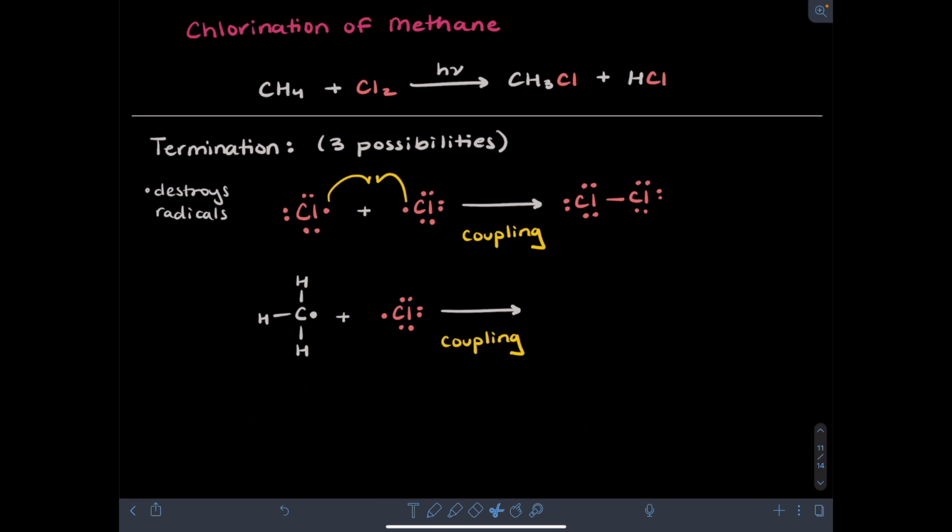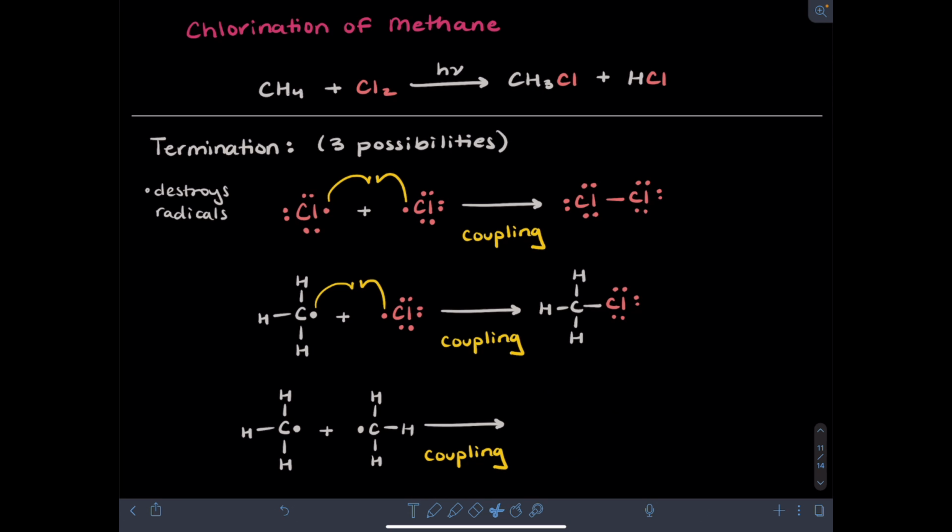Alternatively, it's possible that a chlorine radical could encounter a methyl radical in solution. So a second possibility is that a carbon radical and a chlorine radical couple together. This coupling reaction would form a new carbon-chlorine bond as a termination event. Or it's possible that 2 carbon radicals could encounter each other in solution, and these carbon radicals could come together, and this would form a new carbon-carbon bond as a termination event.